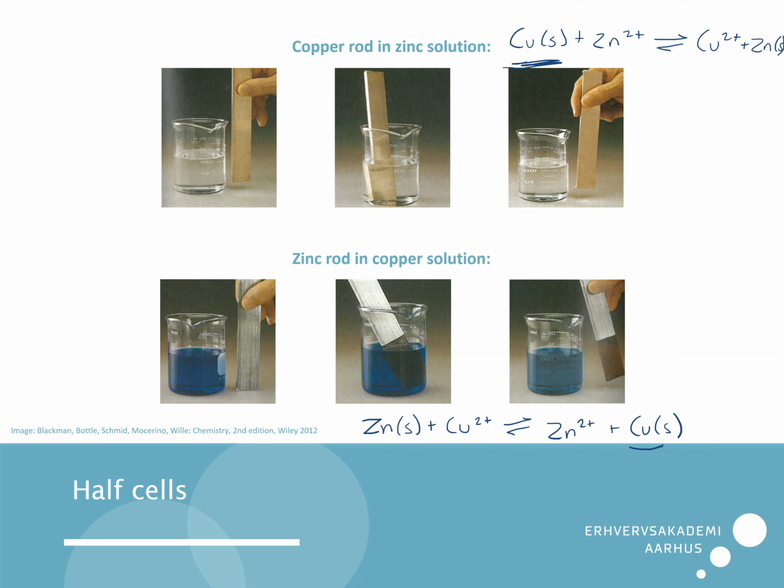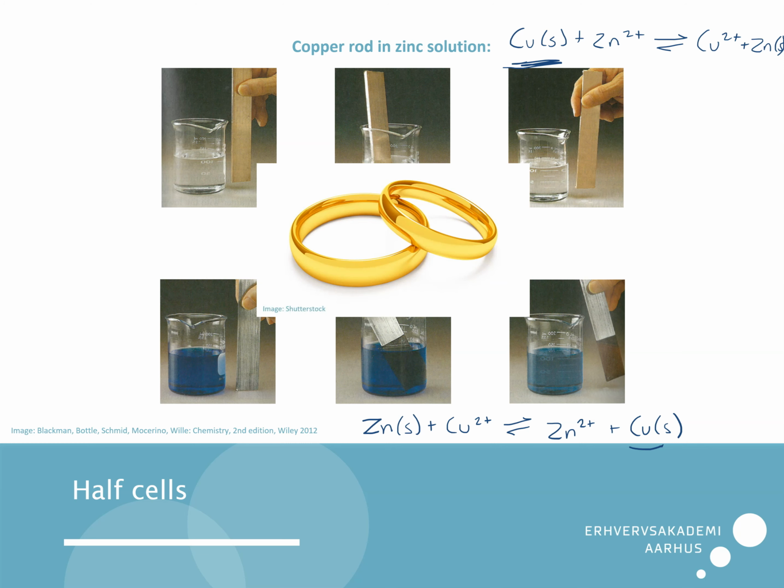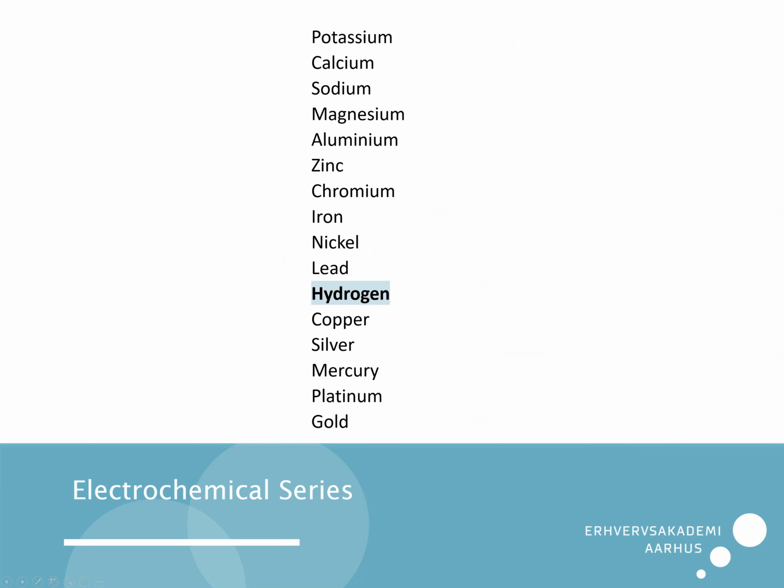Had we instead done the experiment with gold and copper, it would be gold that held on the tightest to its electrons. We exploit this fact when gold plating jewelry, where gold ions can be made to coat the surface of, for example, copper or silver in the same way copper coats a zinc surface. In this way, we can rank all the elements in what is known as the electrochemical series, of which you can see a sample here.